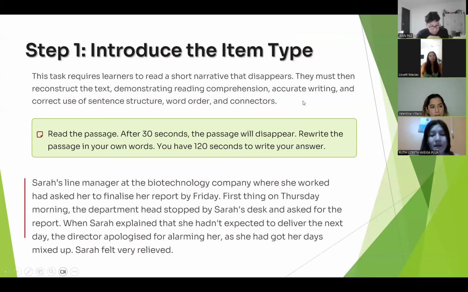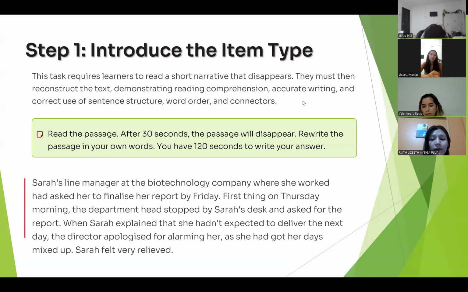Okay. First, we have step one, which is to introduce the item type. This task requires learners to read a short narrative that disappears. They must then reconstruct the text, demonstrating reading comprehension, accurate writing, and correct use of sentence structure, word order, and connection. So this task is not about memorizing the whole text. It is about understanding the main ideas and rewriting them in your own words. So students should keep the same meaning, but they can use different words and sentence structure.